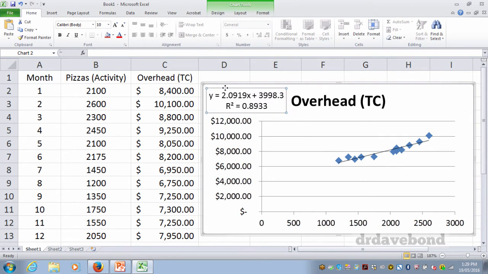And if you've got the slides in front of you, you can see the arrows point to a pretty similar set of numbers. Now they've got this around. This is the A, the 3998.3, the 2.0919. That's the B. So they've got the equation around the different way. But I will clean this up a bit.